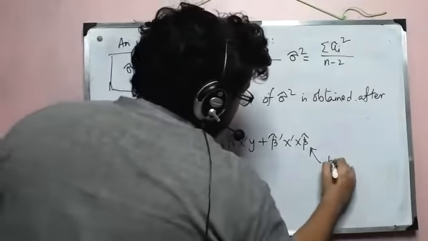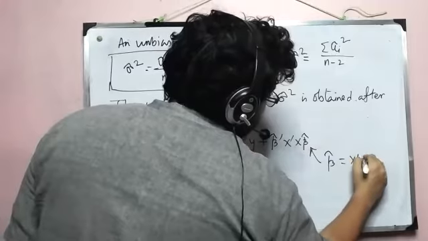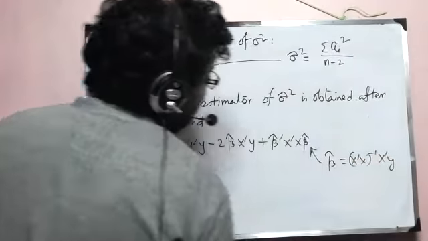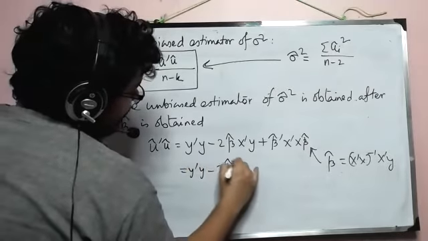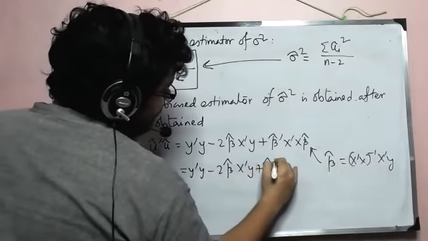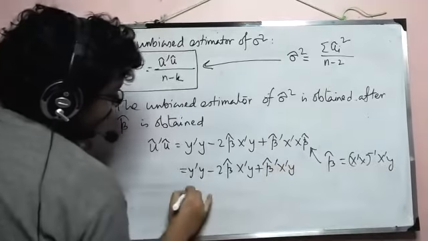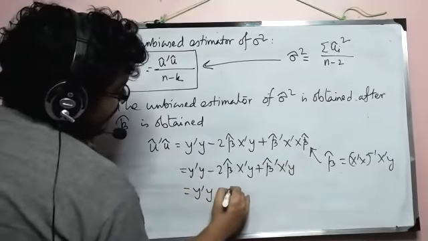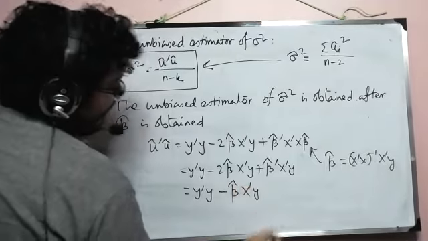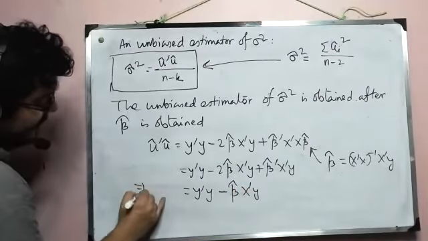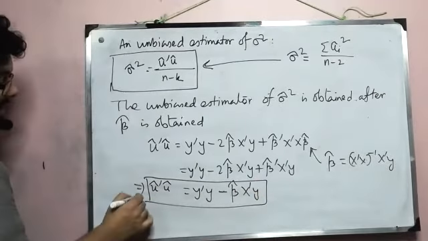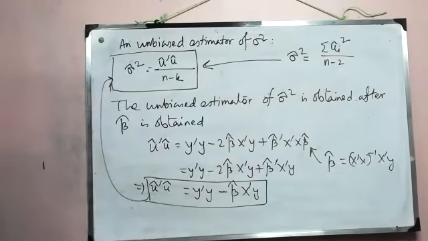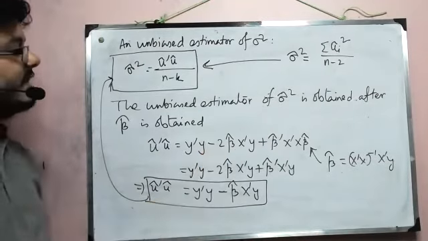Okay, so if I put here that beta hat is essentially equal to x transpose x inverse x transpose y, then in the next line it reduces to minus 2 beta hat x transpose y plus beta hat transpose x transpose y, which becomes y transpose y minus beta hat x transpose y. So this is the expression of u hat transpose u hat that we will be using while calculating the unbiased estimator. And I just showed how this expression is obtained from the structure.